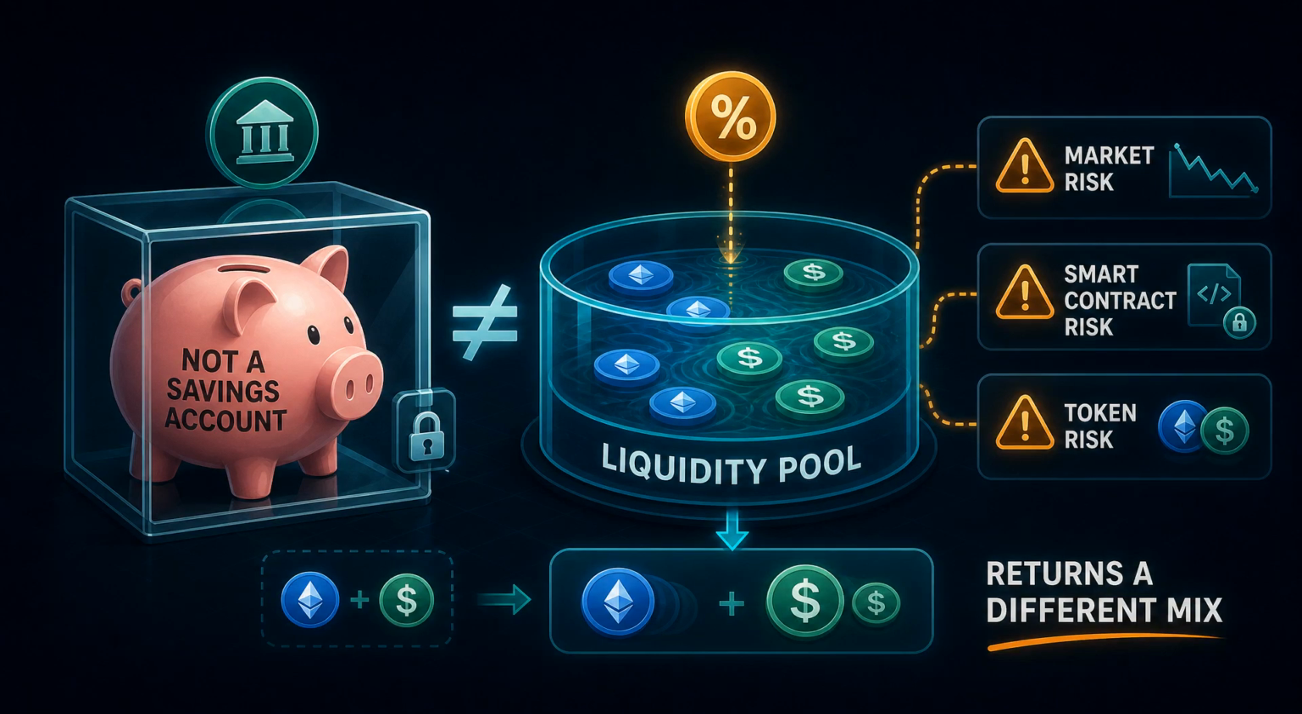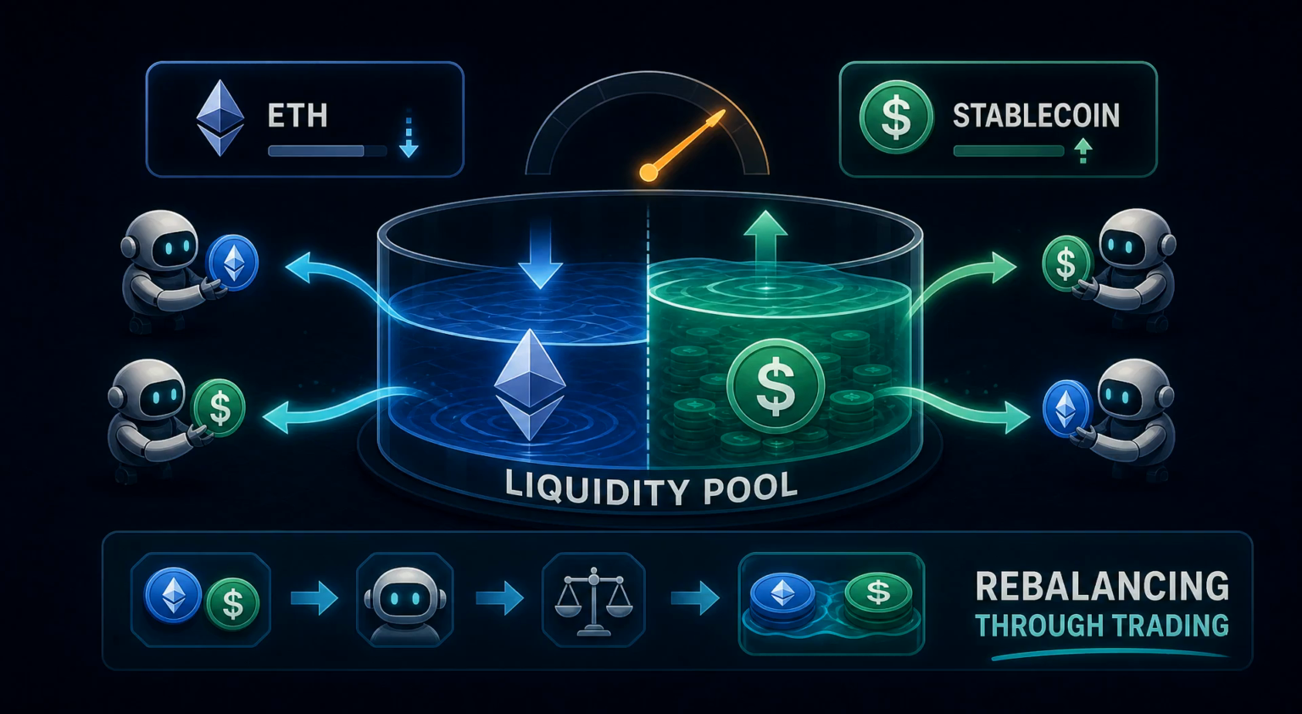This is the first major misunderstanding. Providing liquidity can earn fees, but it is not a savings account. You are taking market risk, smart contract risk, and sometimes token risk. The pool may return a different mix of assets than you expected. Suppose you deposit ETH and stablecoins.